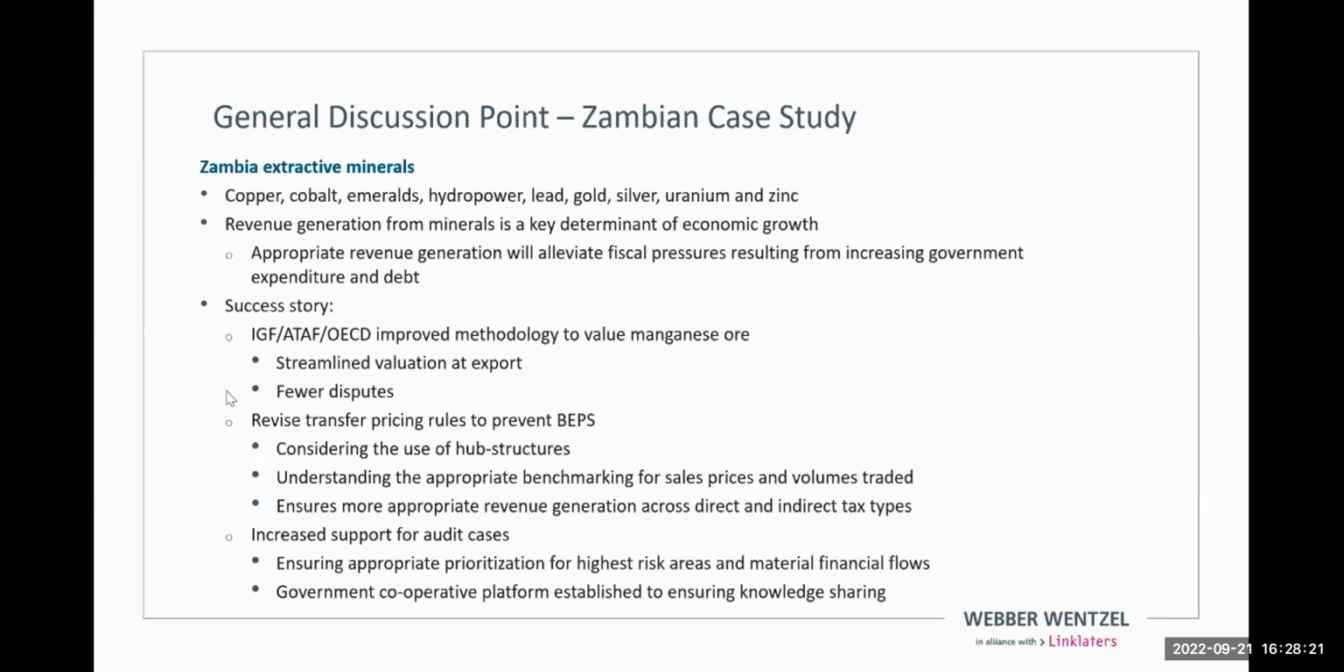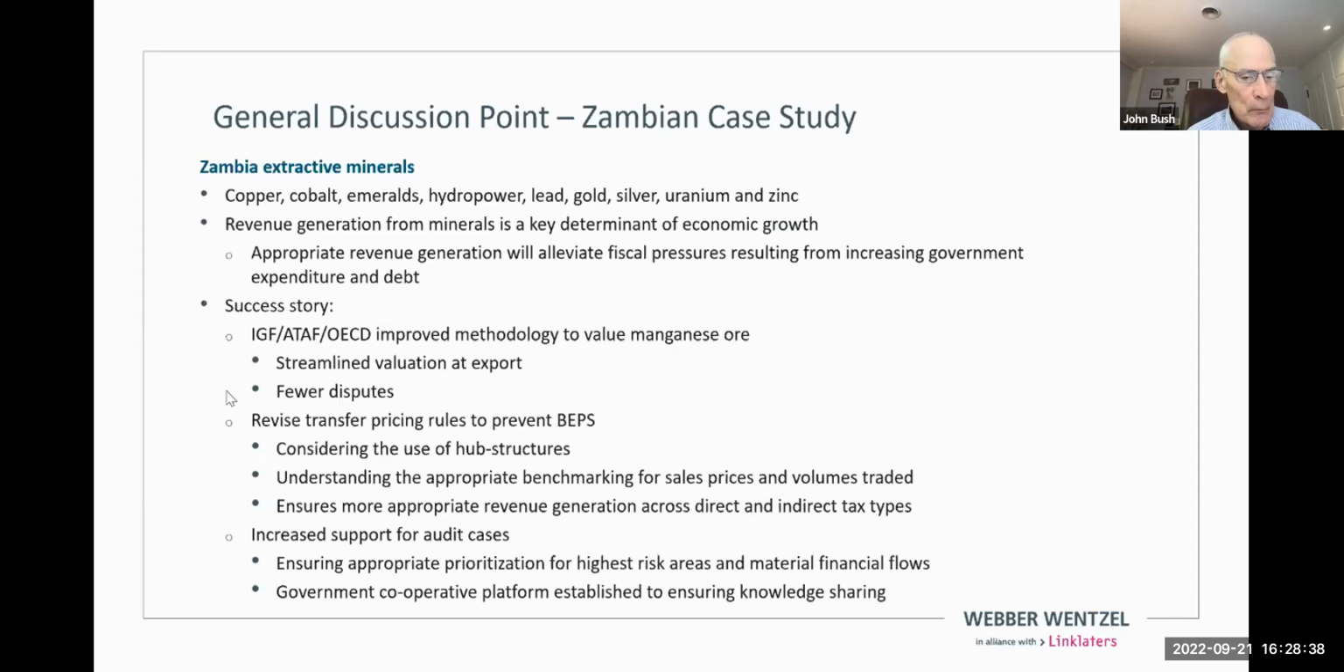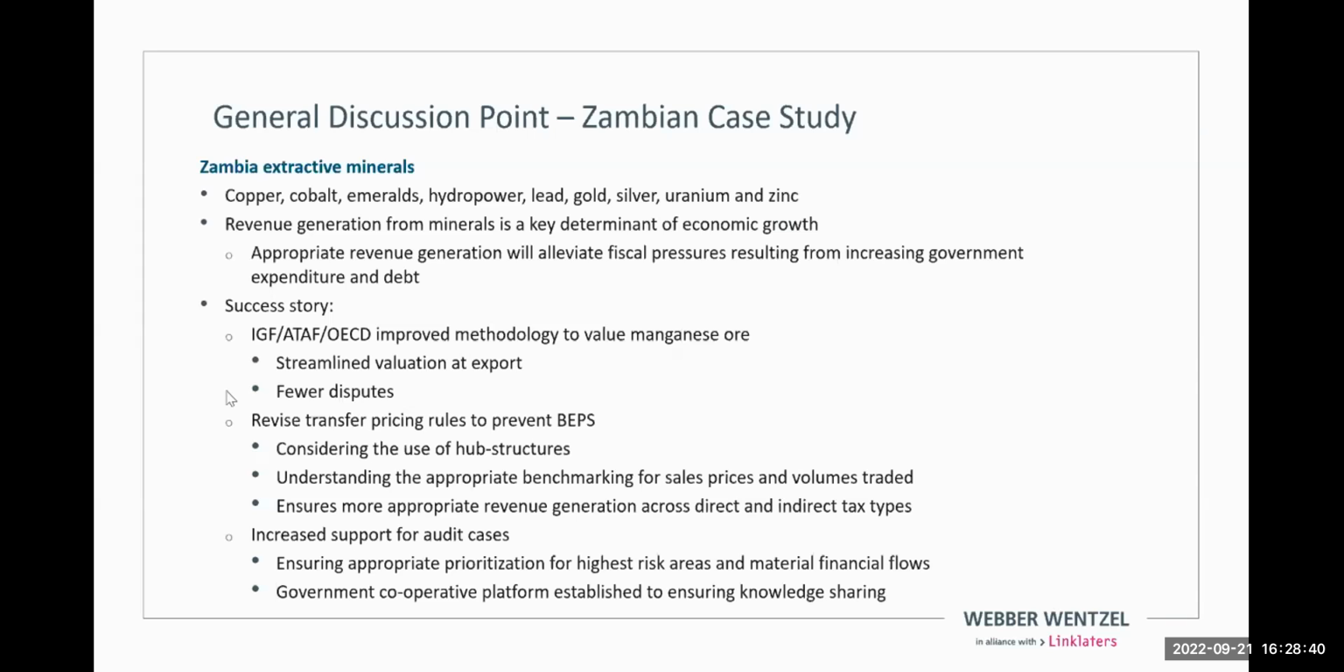So Zambia has the listed extractive minerals available to it, and the revenue generation for Zambia is key, and it's a key determinant of future economic growth. It's important from a Zambian perspective that the appropriate revenue is generated to alleviate fiscal pressures from increasing government expenditure and debt.